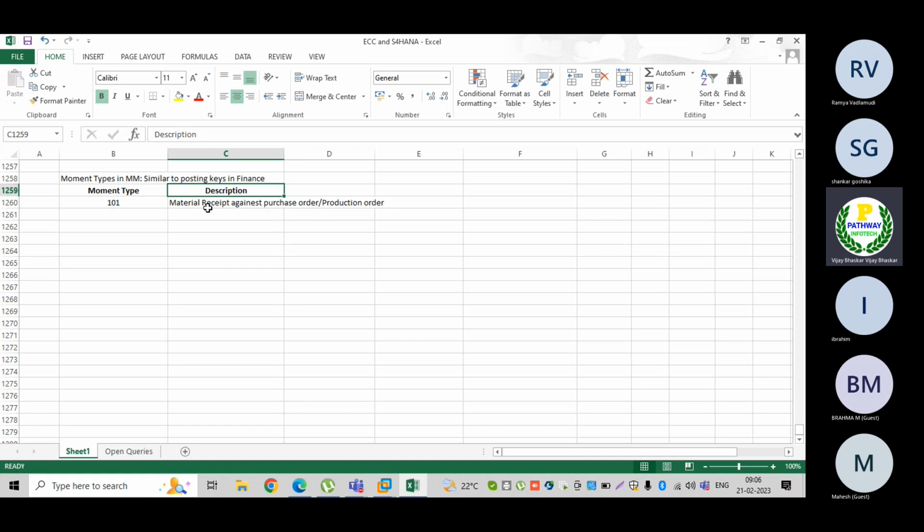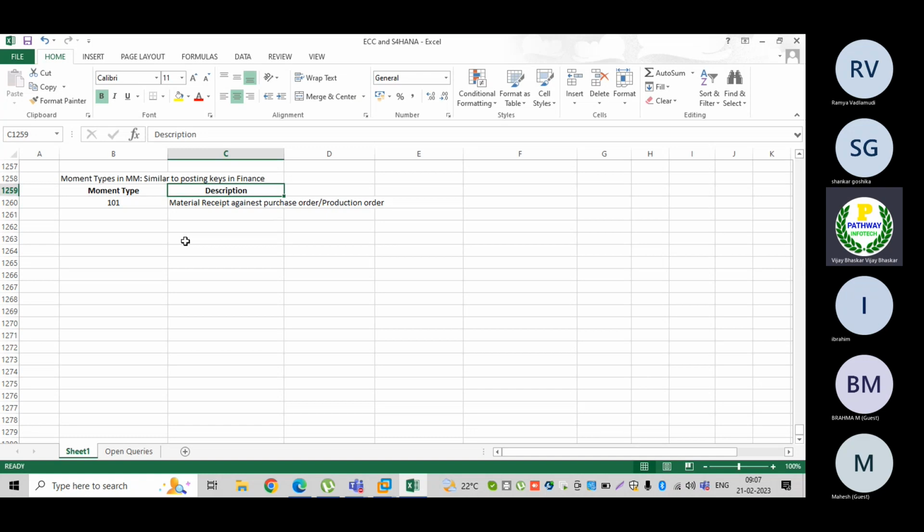In simple terms, I have placed the purchase order, and on behalf of that purchase order I have received the goods from the supplier. Or else, with a production order, there is a process to manufacture a product. I have issued raw material to manufacturing to produce the product. Then I receive the goods from the production order.